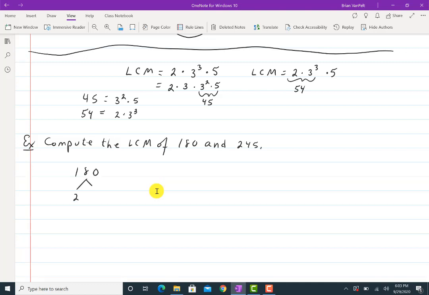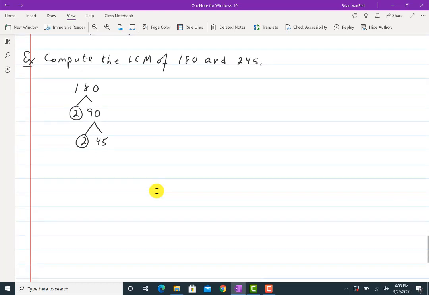That's 2 times 90, and I'll circle the 2. 90 is 2 times 45, and I'll circle the 2. Now the 45, I can't pull a 2 out of it, but I can pull a 3 out of it, because 4 plus 5 is 9, and 3 goes into 9. And I like pulling out a 3 because it's a prime.